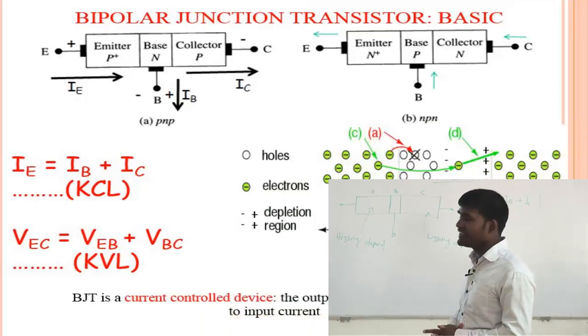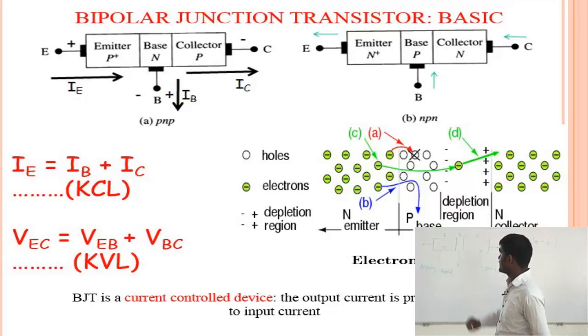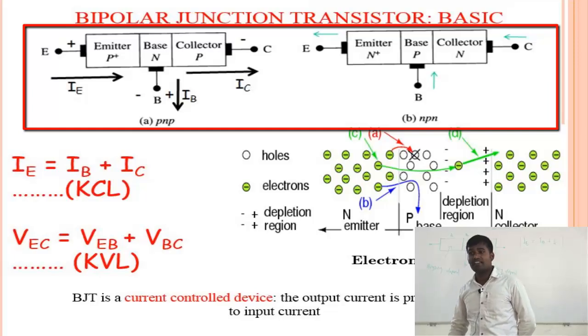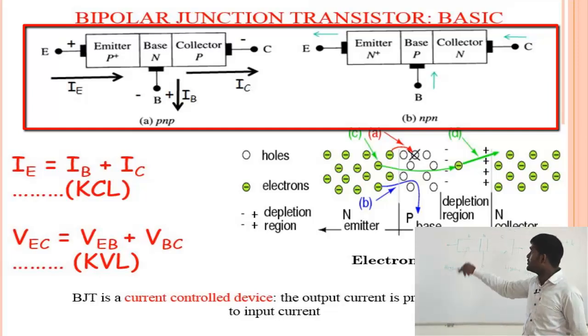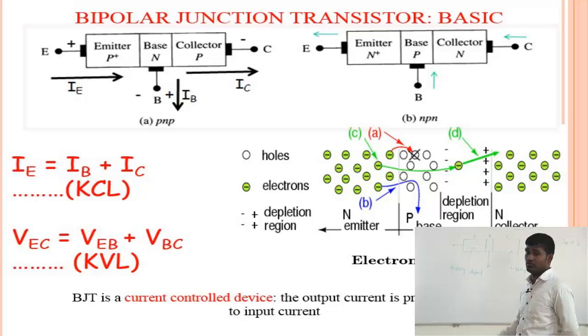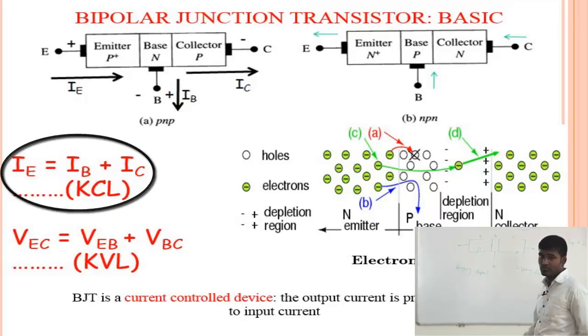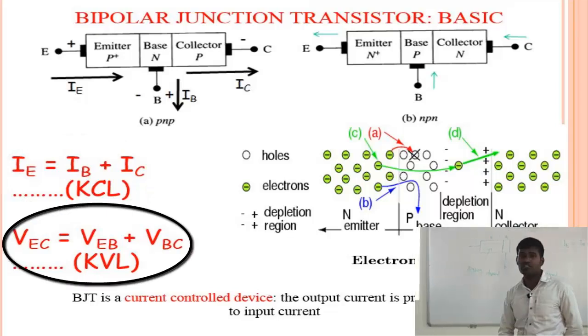This is the basic current flow of the transistor, how current is flowing. The upper two diagrams show the biasing of the transistor. Biasing is nothing but giving an external DC supply to the circuit, then current flow is there. If you apply the KCL rule, it gives IE is equal to IB plus IC. If you apply the KVL rule, VEC is equal to VEB plus VBC.